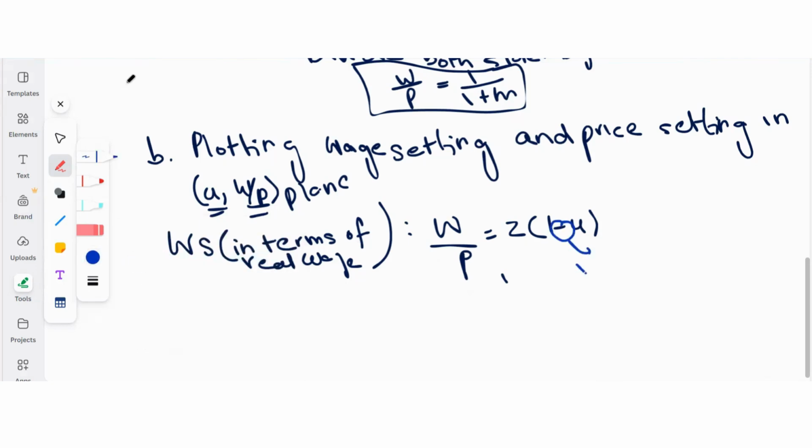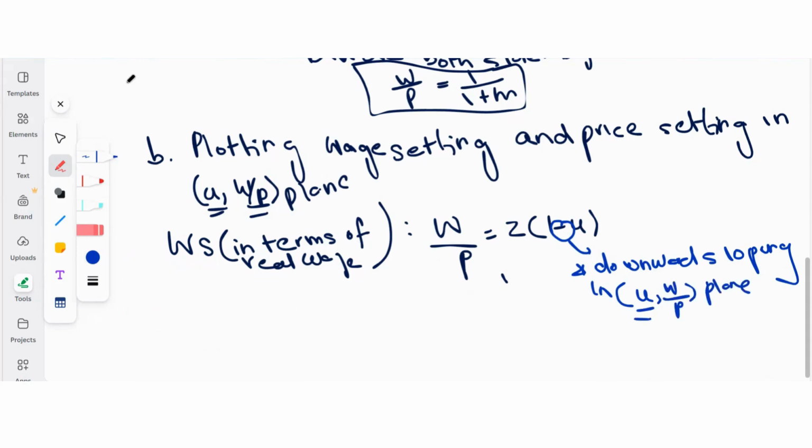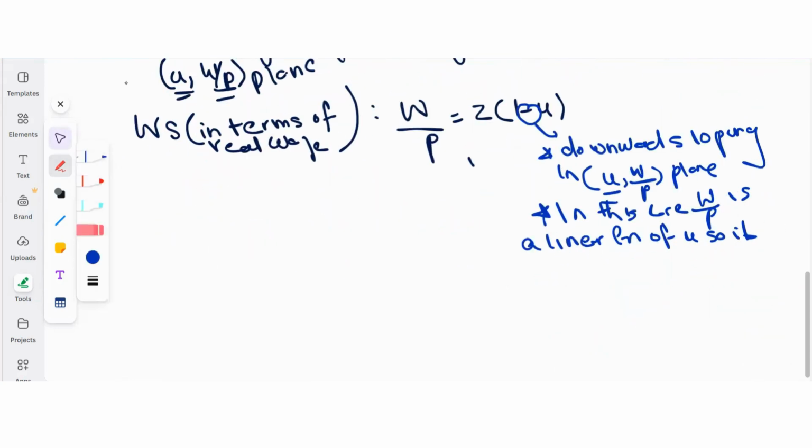So now we can see that there is a negative relationship between the real wage chosen in wage setting and the unemployment rate. So it is downward sloping in the U, W by P diagram. There's a negative relationship between the real wage chosen in wage setting and the unemployment rate. And in this case, we can see W by P is a linear function of U, right? So its graph will be drawn as a straight line.